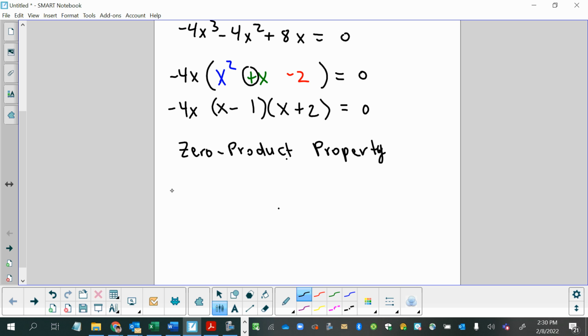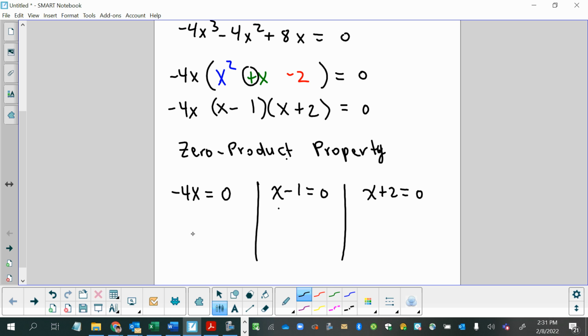So I'm going to take each one of my factors and set them equal to 0, and that will help me figure out what the value of x should be in order to make the original equation true. So I'm going to set negative 4x, that's one factor, equal to 0 and then solve it for x. I'll also set the factor x minus 1 equal to 0 and solve for x, and the factor x plus 2 equal to 0 and solve for x. So now we just use inverse operations on each one of these equations until x is all by itself.